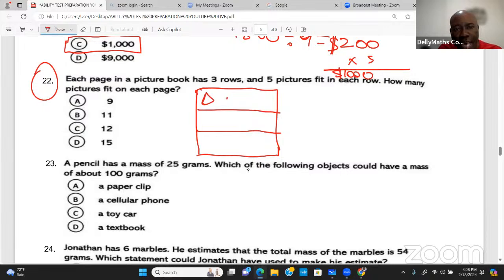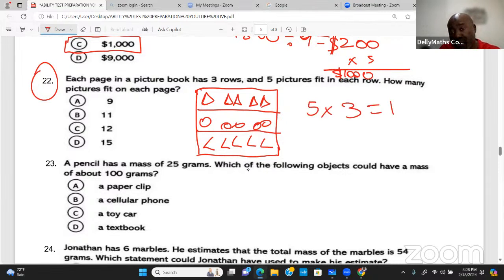And within these 3 rows, I have 1, 2, 3, 4, 5. 1, 2, 3, 4, 5. I have 1, 2, 3, 4, 5. So I'm seeing that for each row, I have 5 in each. So sometimes if you want to take the time to break it down, it's not a problem. Don't be afraid to break it down. So the question is, how many pictures on each page? 5 threes, 15.